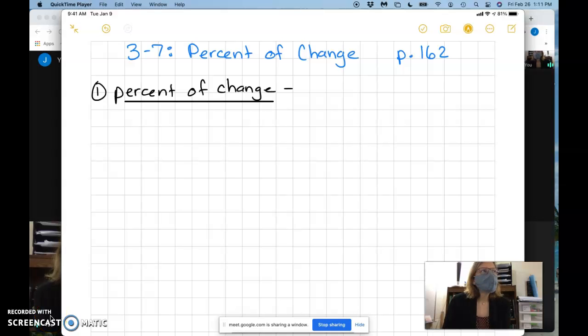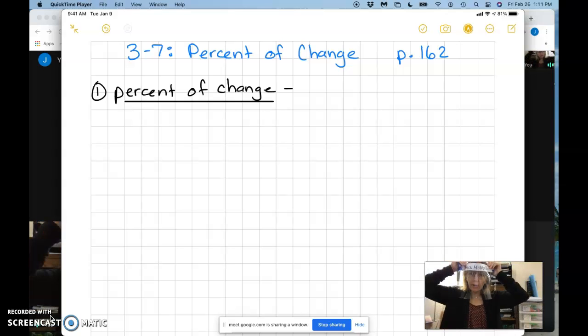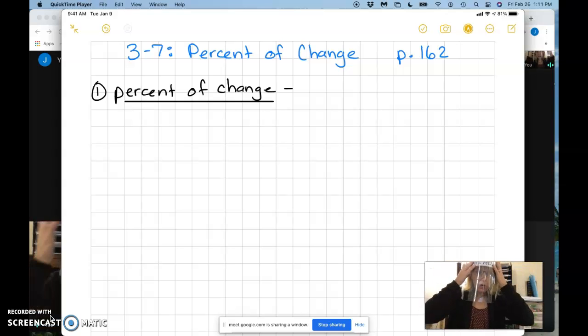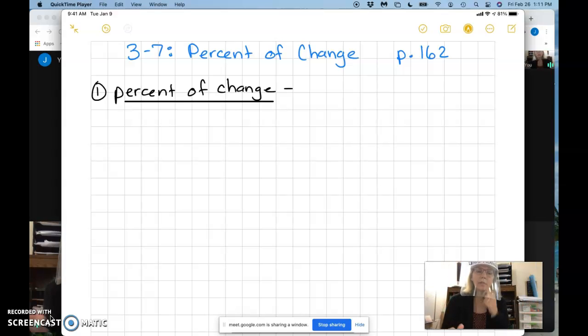All right, so today we're talking about percent of change. Percent of change is when we're trying to find exactly that: what is the percentage of change that's taking place? Sometimes the percent of change is an increase, because you have an old amount and you're moving to a new amount that's higher than your old amount.